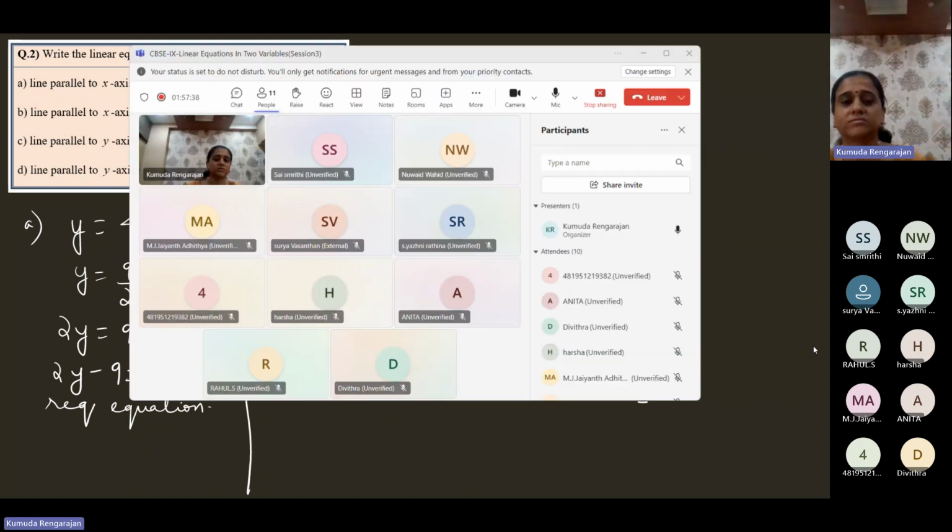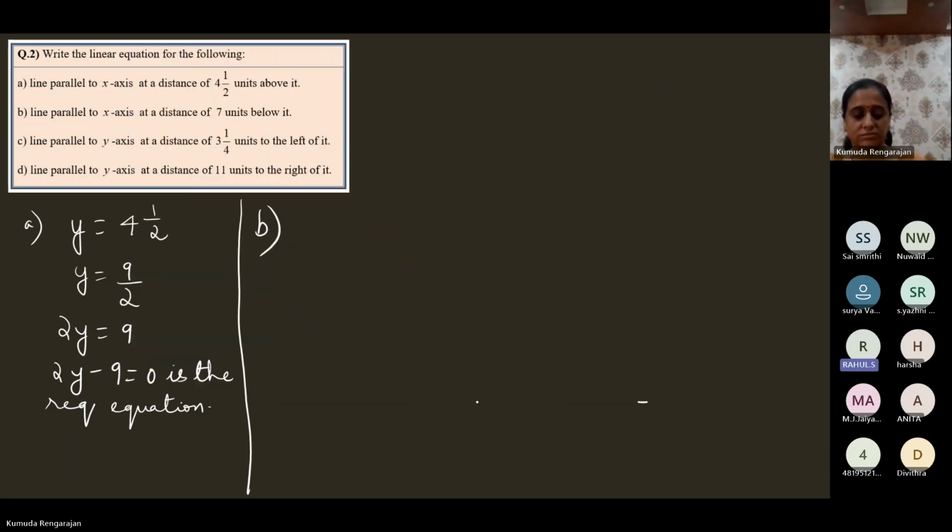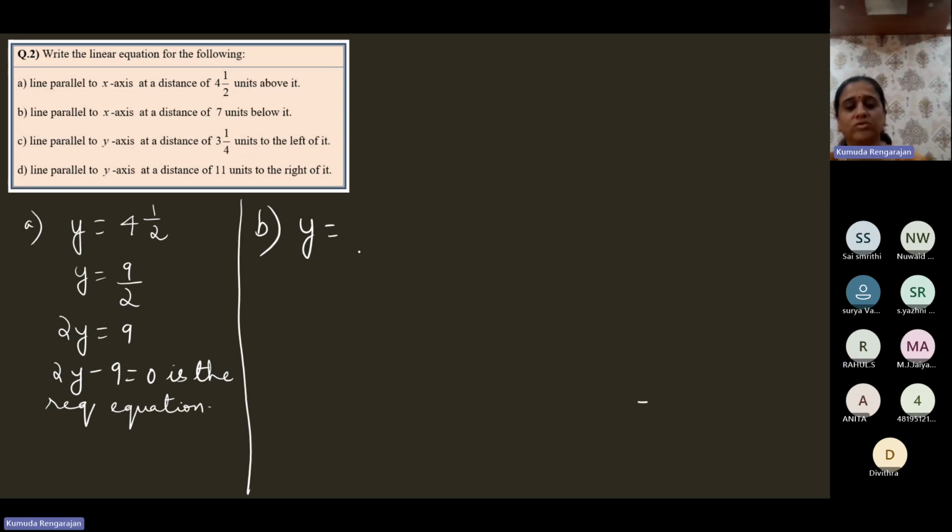Okay, next one. Rahul. Ma'am, y is equal to -7 or y plus 7 is equal to 0. Okay. So it's parallel to the x-axis, so it'll be y is equal to, and it's below. So you said y is equal to plus 7 or minus 7? Minus. Okay. Or y plus 7 is equal to 0 is the required equation. Very good.